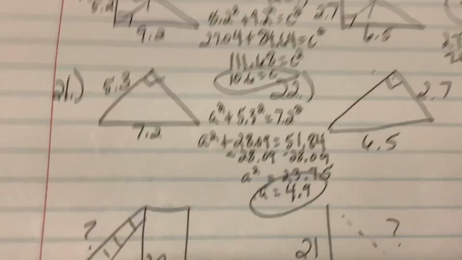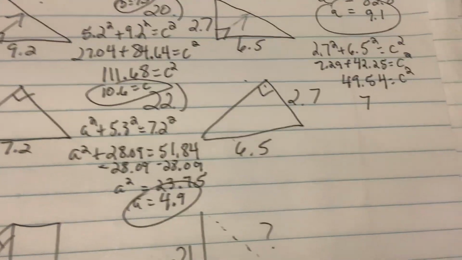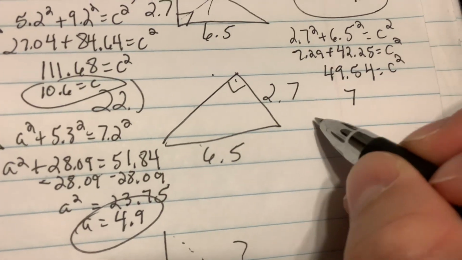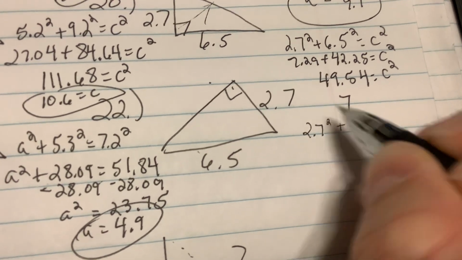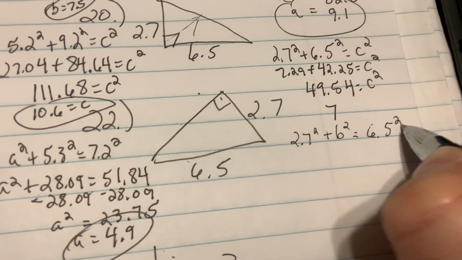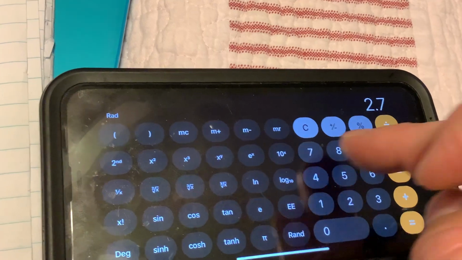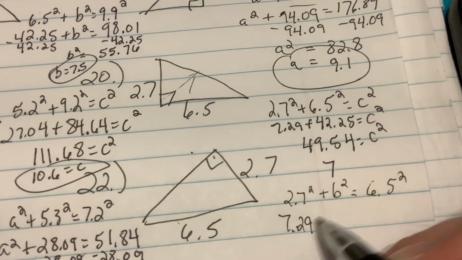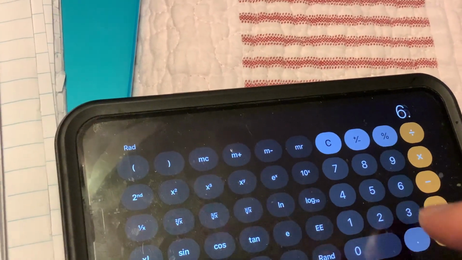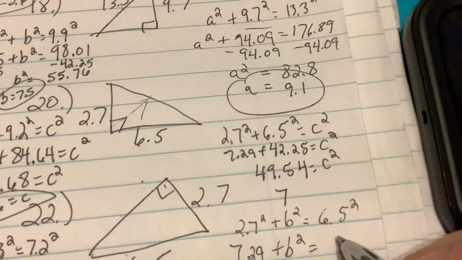So as you're seeing, it kind of falls into a pattern. You know, just whether it's the hypotenuse missing or leg, that's the key point. So on this one, we'll make this a, so 2.7 squared plus the missing b squared equals 6.5 squared. Okay, and so 2.7 squared is 7.29. Okay, and then 6.5 squared is 42.25.